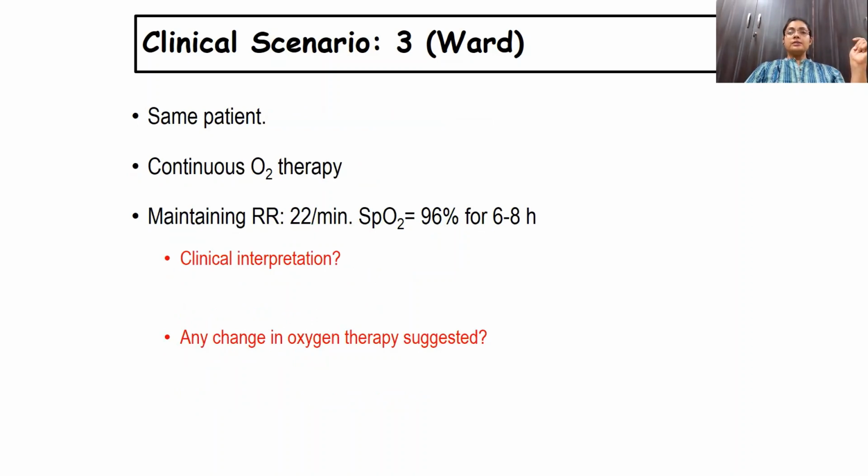Another scenario is the same patient has been receiving continuous oxygen therapy and now he is maintaining a respiratory rate of 22 breaths per minute and saturation is also 96% for the last 6 to 8 hours. Now what do you feel? So there are signs of improvement in this patient and now that he is maintaining saturation for the last 6 to 8 hours, we should reconsider the therapy that we are giving.